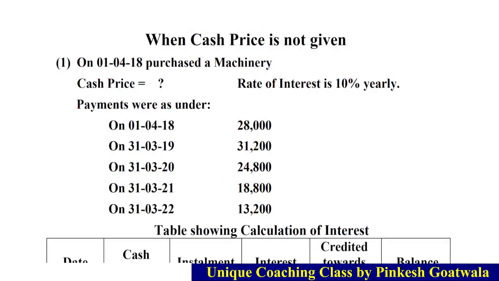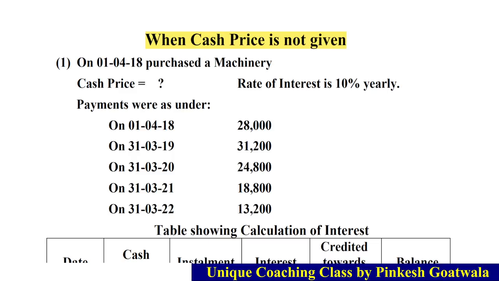So today we are going to solve the sum. We are going to do the calculation when the cash price is not given. In today's video we will only do the calculation of interest, because as we saw in the last video, once the calculation of interest is complete, there is no twist point in the journal and accounts. It will be the same, everything depends on the calculation of interest. So today we are going to solve the sum when the cash price is not given, and how to complete the table of calculation of interest.